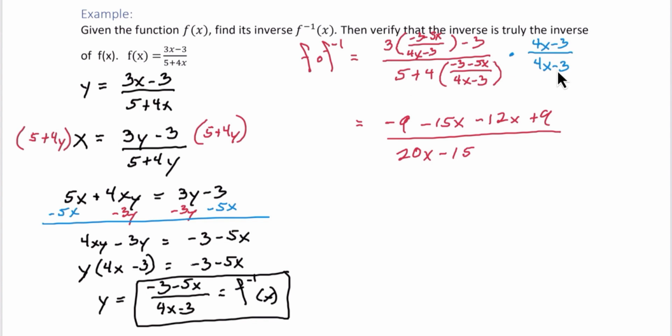And then the 4x minus 3 times this fraction will cancel the denominator, leaving us to just distribute the 4 to the numerator. That is negative 12 minus 20x.